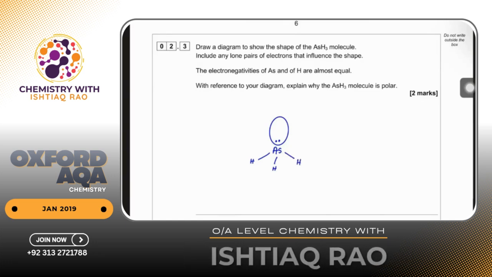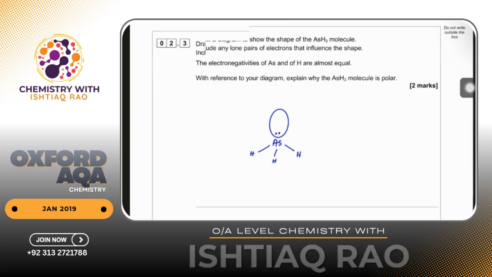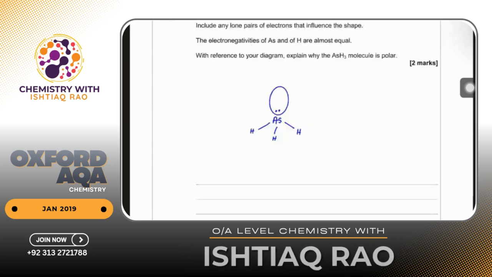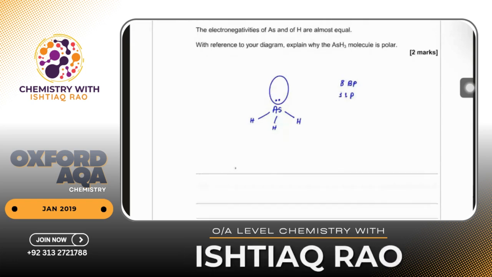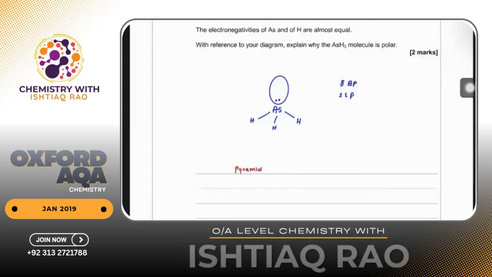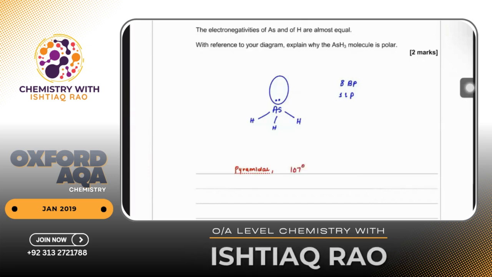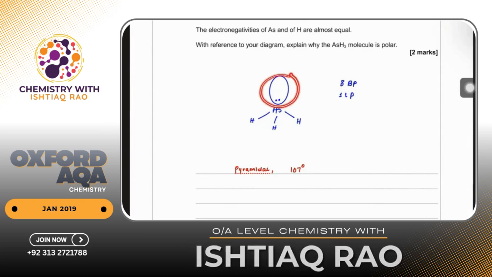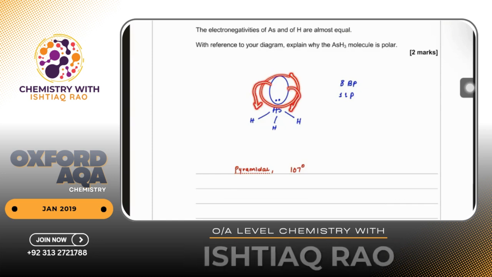So as you can see, due to the presence of the lone pair, the shape is pyramidal because it is going to have three bond pairs and one lone pair. So the shape is pyramidal and the bond angle is going to be 107 degrees. Basically, this lone pair of electrons is going to have a repulsion between the lone pair and a bond pair of electrons.